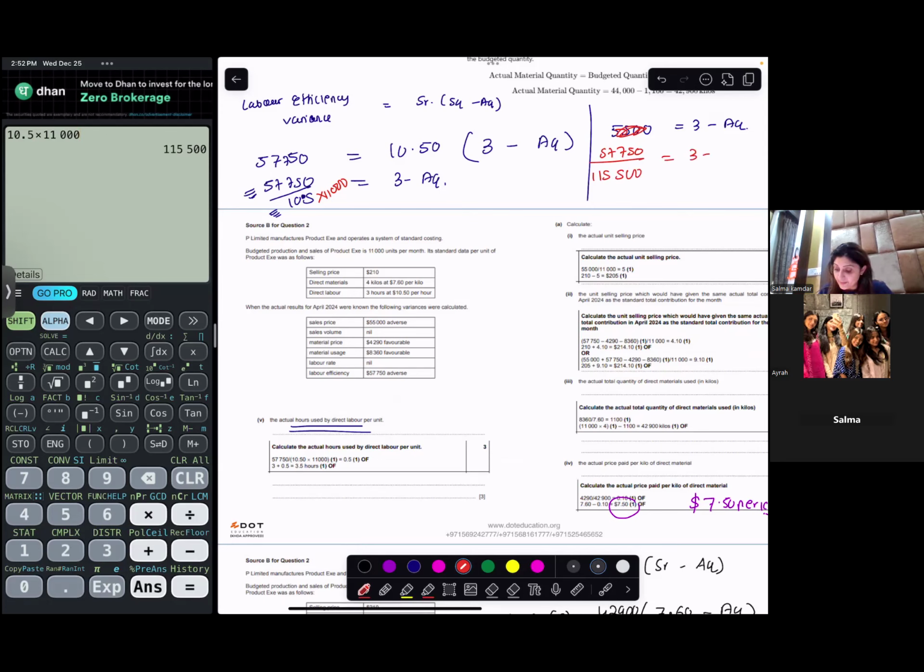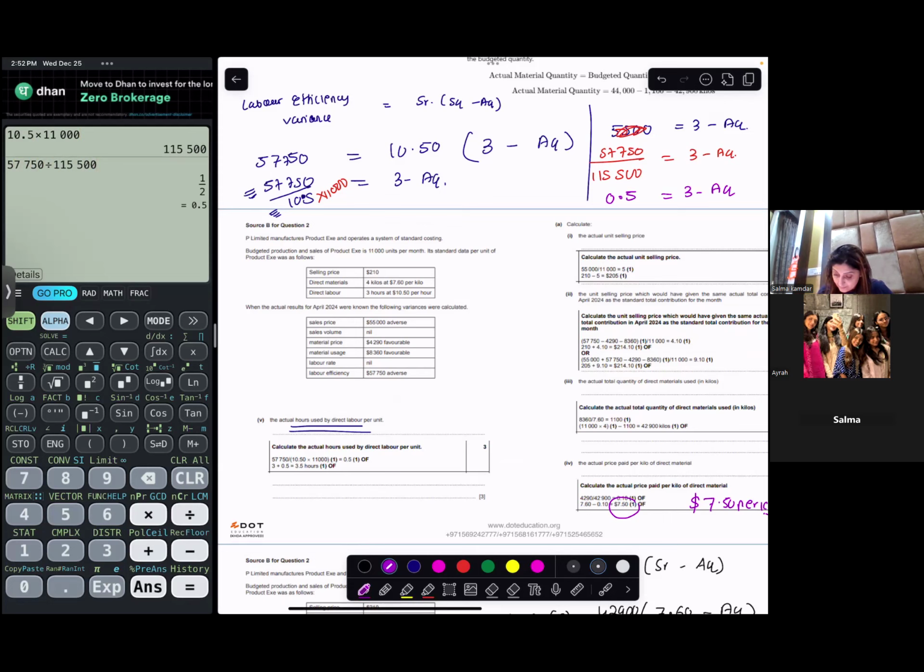You want per unit variance, right? You can even do 57,750 divided by 11,000. Yeah, you can do that also. It'll be 0.5.